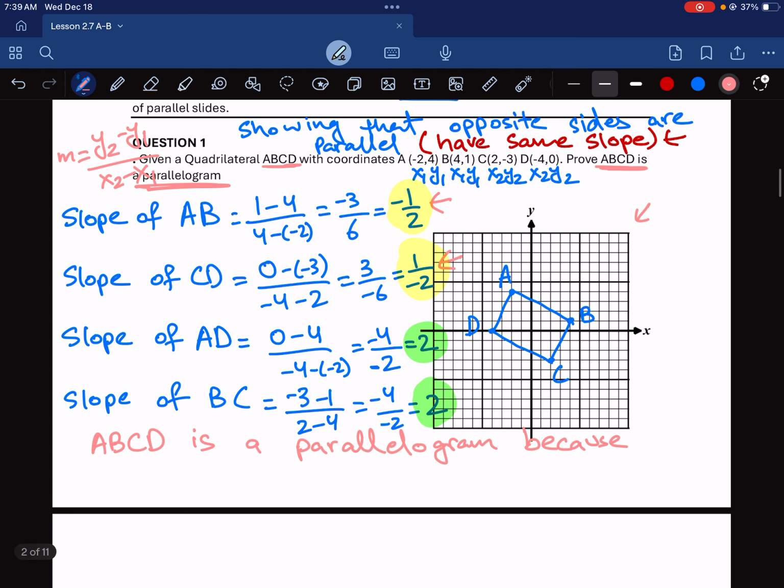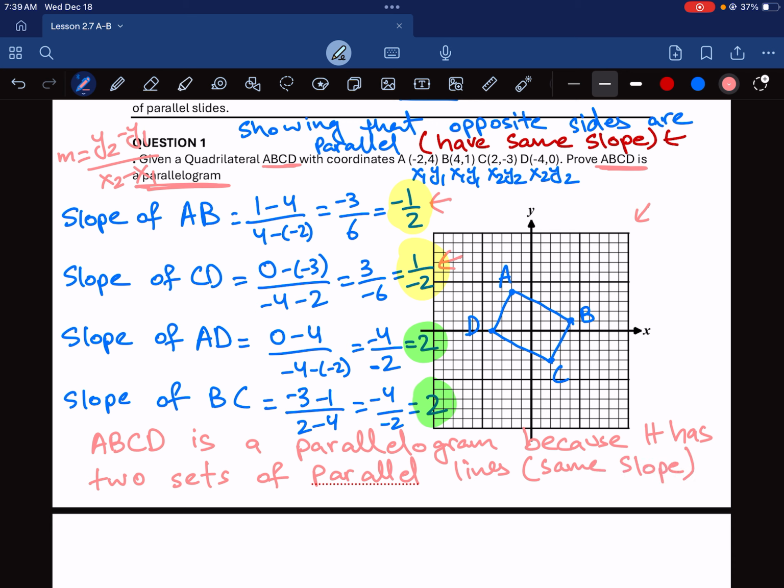And then after because, you're going to write down the definition of a parallelogram: because it has two sets of parallel lines. Then in parentheses, you can also write down that they have the same slope, therefore they are parallel. That's it, we're done. So to recap, if you're trying to prove a quadrilateral is a parallelogram, all you have to do is prove the definition of a parallelogram, which is that there are two sets of parallel lines.